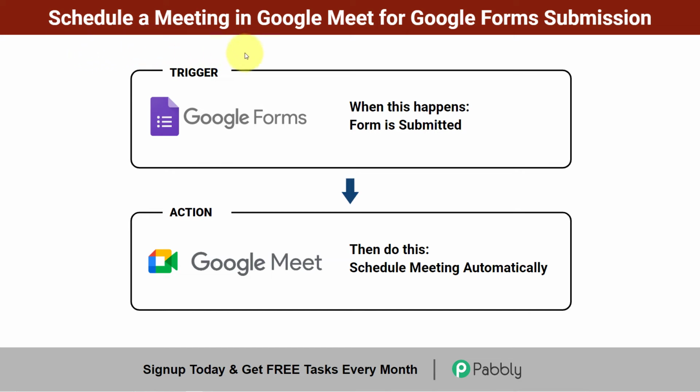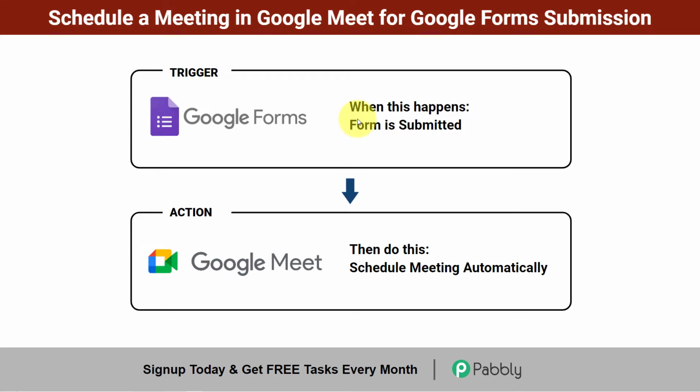How to schedule a meeting in Google Meet for Google Form submission automatically. So if you're using Google Forms for collecting online appointments, and for taking those appointments you are using Google Meet software, then this video is for you, because here I'm going to teach you how, whenever a form is submitted into Google Forms, you can automatically schedule a meeting in Google Meet for the same person who has just submitted the form. Yes, it is possible. You can actually automate your online appointment process with this automation.